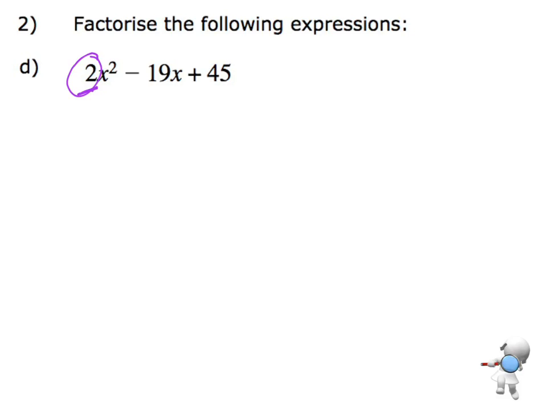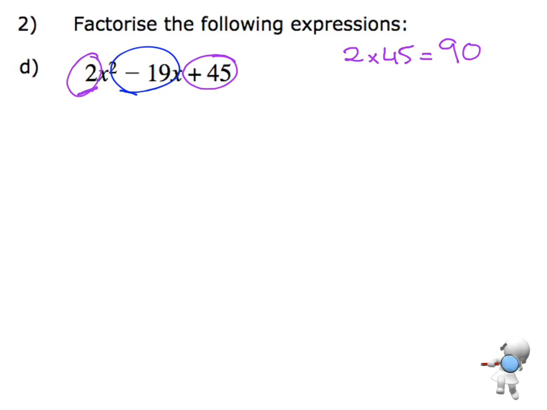So the first thing that I'm going to do is take the coefficient of x squared and the constant and multiply those two together. So 2 times 45 gives me 90. Now what I want to do is find all the different factors of 90. So I'm trying to find two numbers that multiply to give 90 but add to give negative 19.